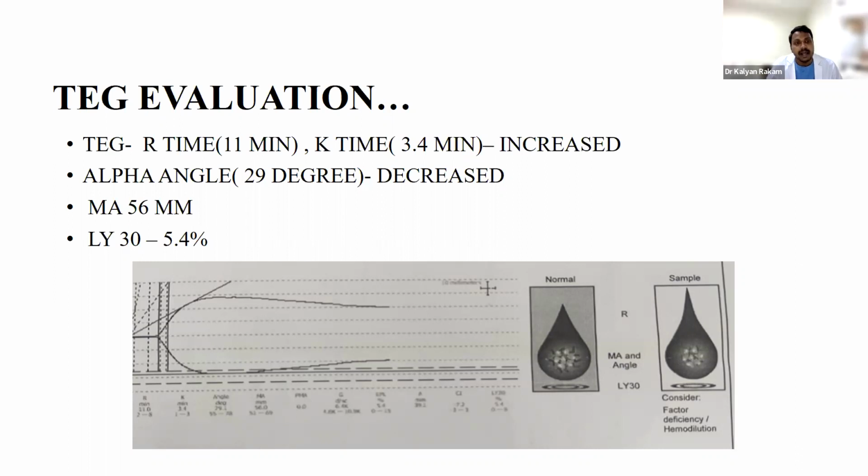Based on R time, K time, angle, and lysis 30, we have to decide what to give, rather than randomly giving multiple blood products, which usually causes rally and tacho, and a volume overloaded state.